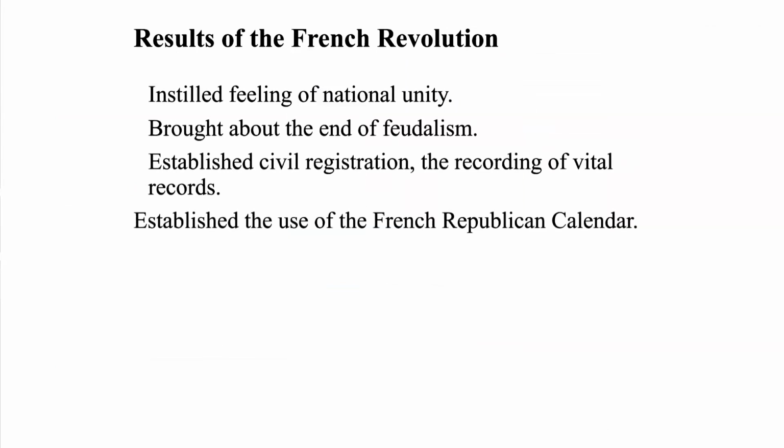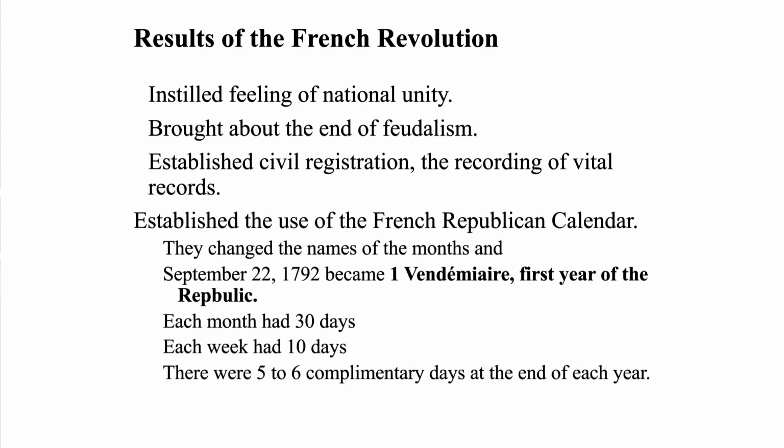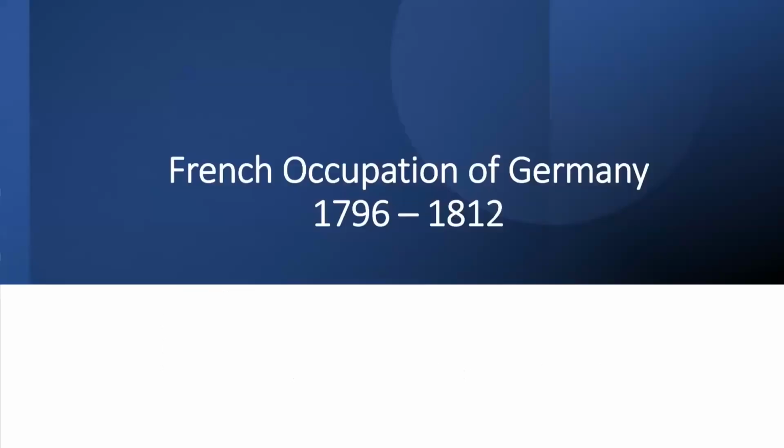It established the use of the French Republican calendar, in which they changed the names of the months and began the reckoning of time all over again, beginning on September 22nd, 1792, which became one Vendémiaire in the first year of the Republic. Each month had 30 days, and each week had 10 days, and there were 5 to 6 complementary days at the end of each year.